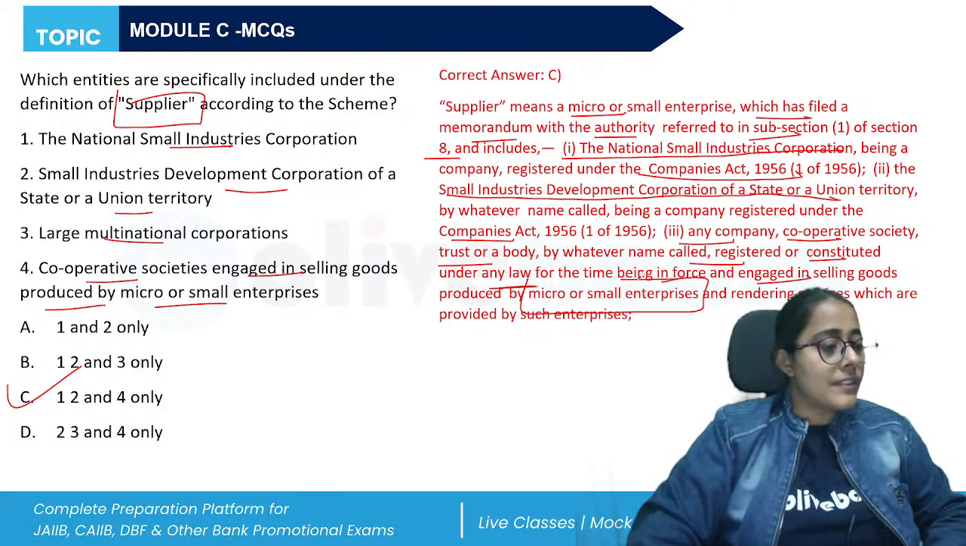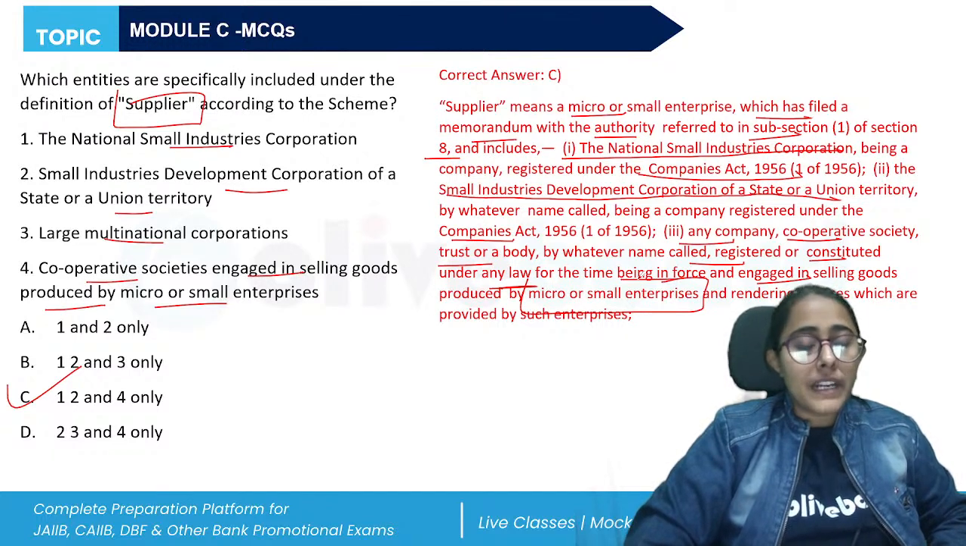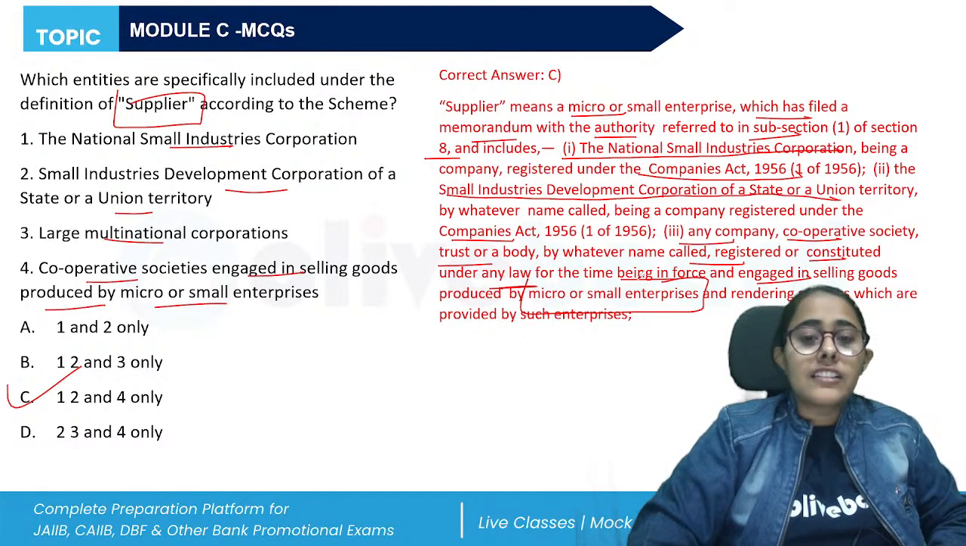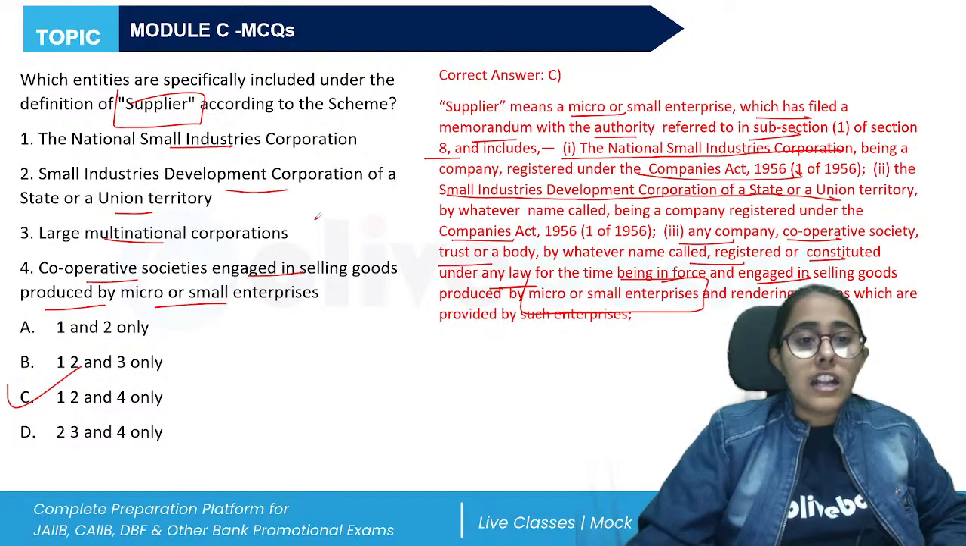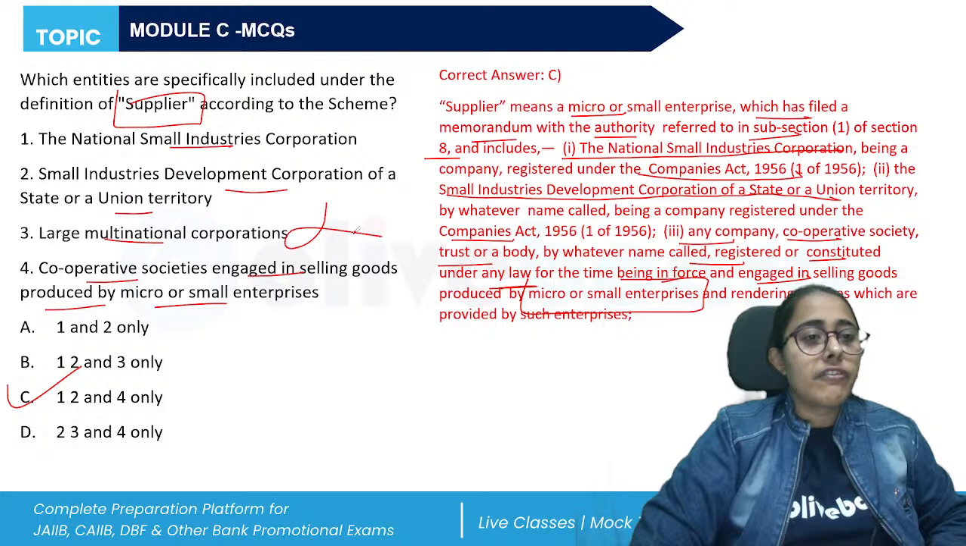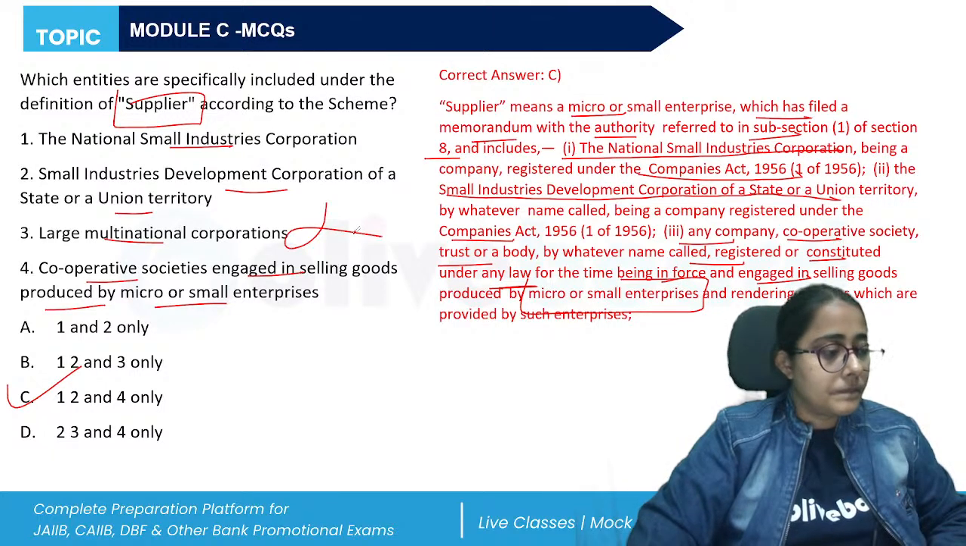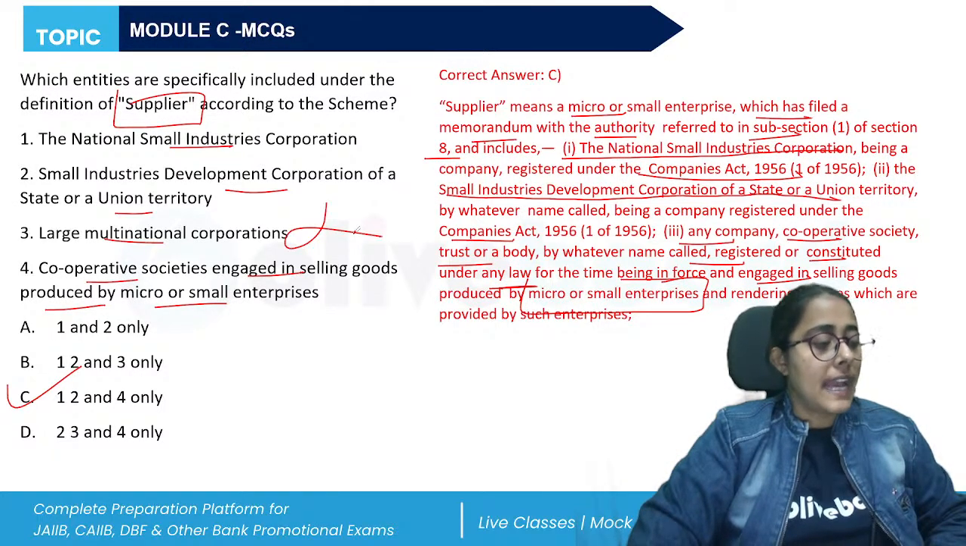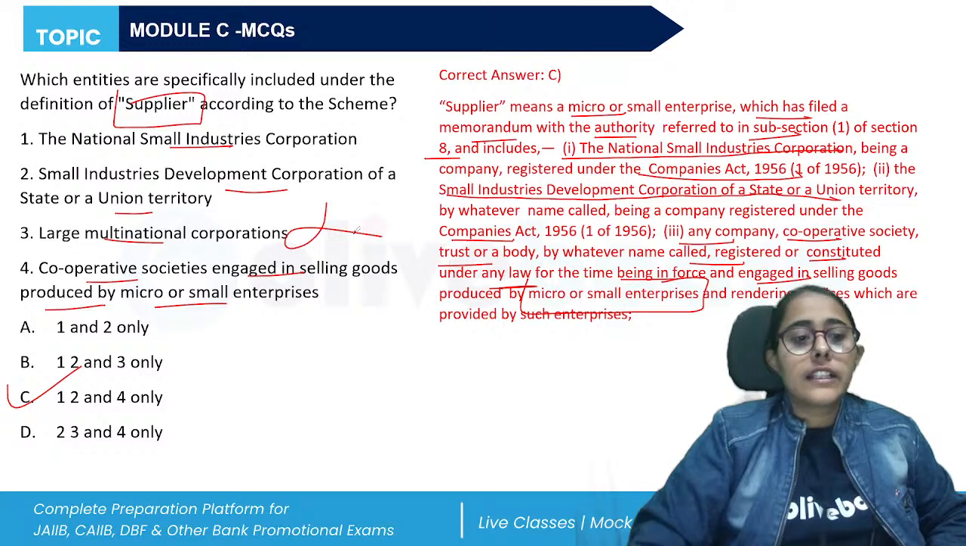So this is obvious. The company or the cooperative society in the micro or small enterprises will be included. Apart from that, the National Small Industries Corporation and the Small Industries Development Corporation will also be included. The large multinational corporation will not be included as per the definition of supplier according to the MSMED Act. Alright, so the correct answer is 1, 2 and 4.